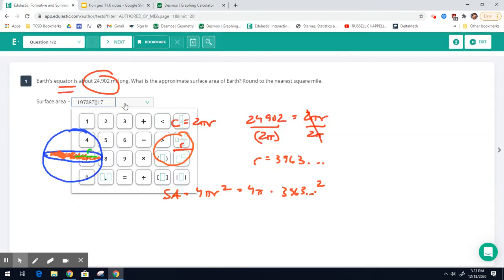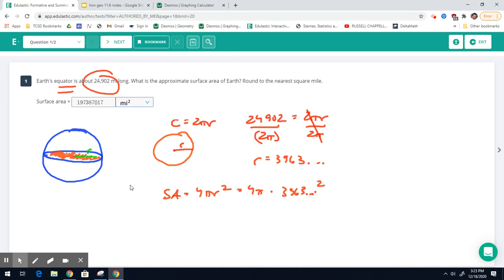And then miles squared. And again, don't forget that. All right, cool. So be aware of that equator problem.